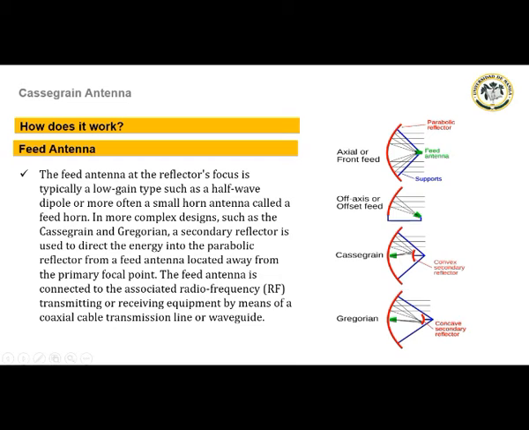The feed antenna at the reflector focus is typically a low gain type, such as a half-wave dipole, or more often a small horn antenna called a feed horn. In more complex designs, such as the Cassegrain and Gregorian, a secondary reflector is used to direct the energy into the parabolic reflector from a feed antenna located away from the primary focal point. The feed antenna is connected to the associated radio frequency transmitting or receiving equipment by means of a coaxial cable, transmission line, or waveguide.